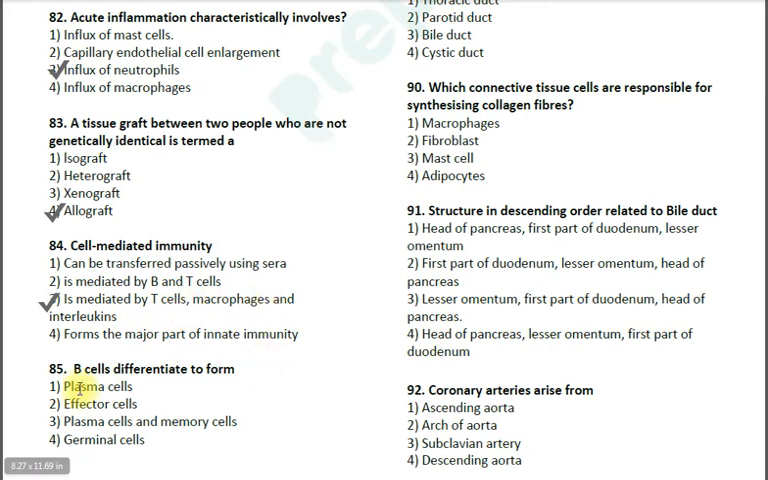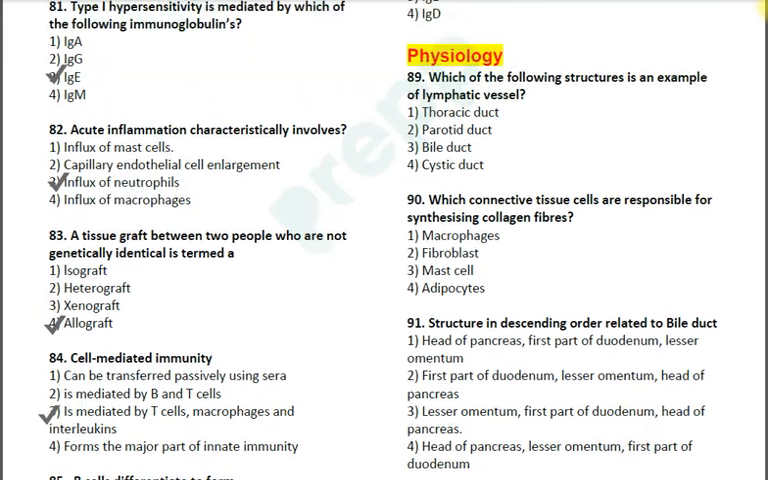Question number 85. B cells differentiate to form: number 1 option is plasma cells, number 2 effector cells, number 3 plasma cells and memory cells, number 4 germinal cells. A very easy question, and the correct answer is option 3, plasma cells and memory cells.